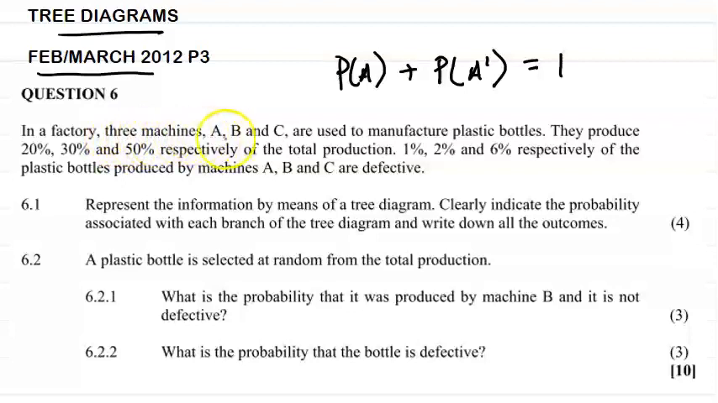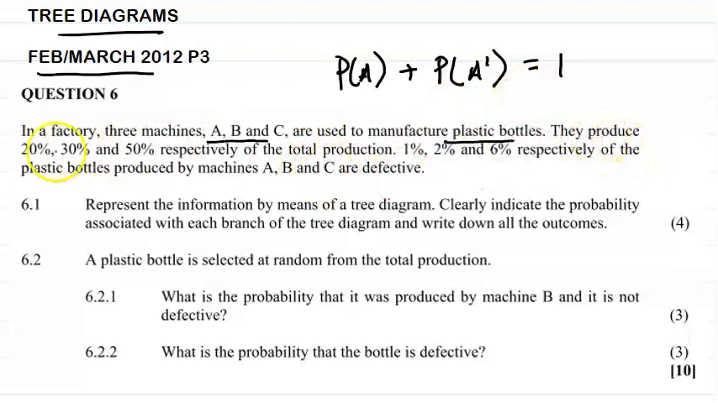In a factory, 3 machines, A, B, and C, are used to manufacture plastic bottles. This means that the plastic bottles cannot be manufactured by any other machine besides A, B, and C. So the probability of A plus the probability of B plus the probability of C must equal 1. And that's what exhaustive events mean. So let's get on with the question.